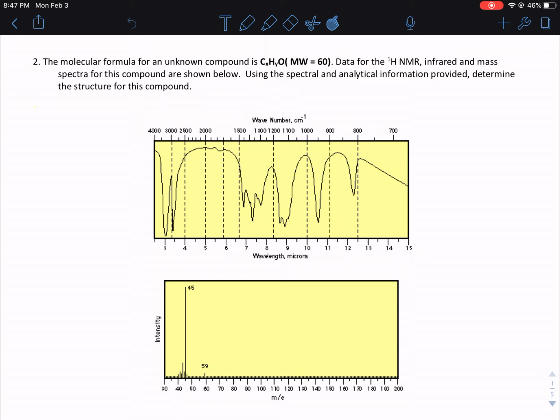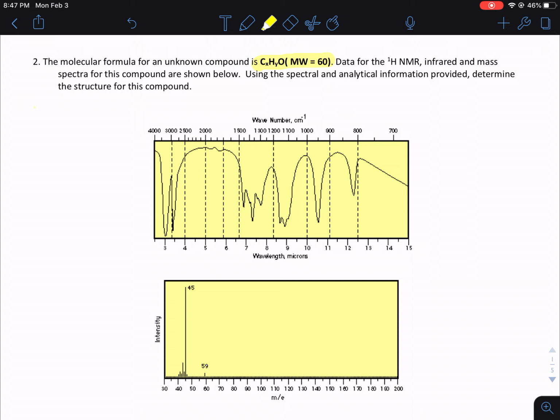So first let's read the question that we're given here. The question says the molecular formula for an unknown compound is C subscript X, H subscript Y, O. That is subscript 1 if you don't see a subscript there, and the molecular weight is 60. The data for the proton NMR, infrared, and Mass spectra for this compound are shown below. Use the spectra and analytical information provided to determine the structure for this compound.